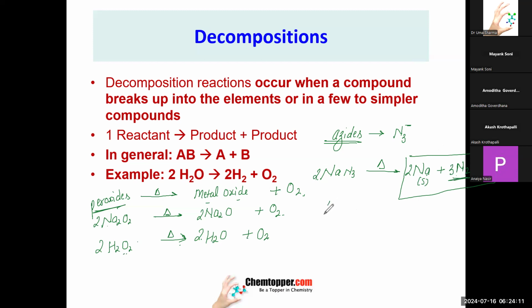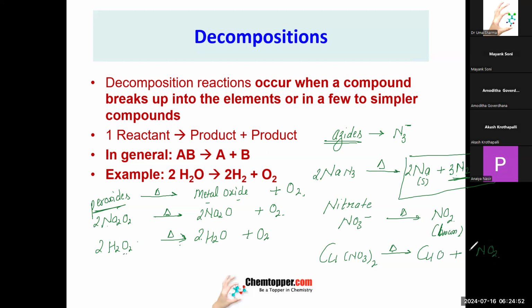Similarly, nitrates. What do you think? Nitrates can give you which particular gas? Nitrates, NO3 minus. Which gas can come out on heating? Yeah, NO2. Very good, Mayank. And this NO2 gas is brown in color. You take any nitrate like copper nitrate, you heat it strongly in the test tube, take solid. After some time, you can see this brown gas is coming out and it will get converted into CuO plus NO2 gas. You have to balance the equation.